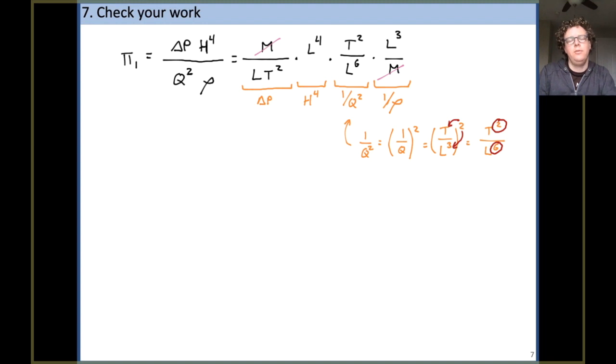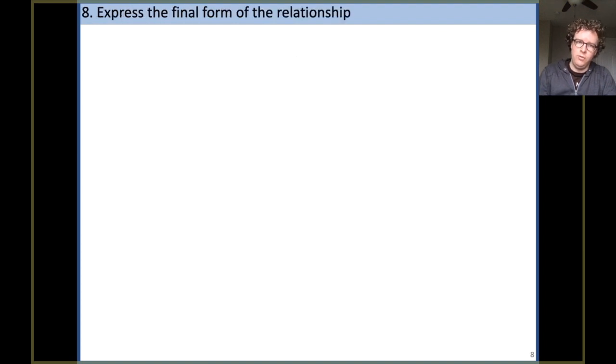So now we can go through and start to cancel. I've got a mass on the top and a mass on the bottom. I've got 2 times on the top and 2 times on the bottom. And I've got a total of 7 length scales on both the top and the bottom. So yes, pi 1 is dimensionless. You all should be able to repeat that for pi 2. And of course, pi 3 has been unitless since the second slide in this lecture. So we feel good about our pi terms, having checked them.